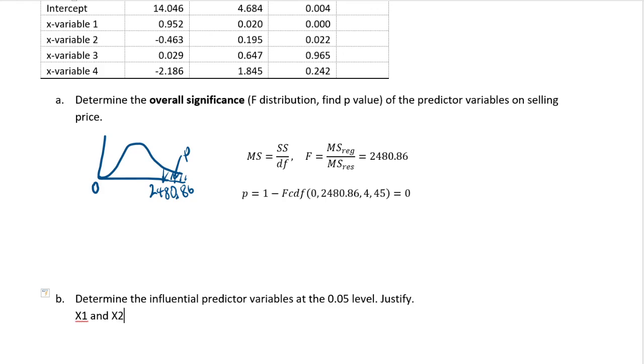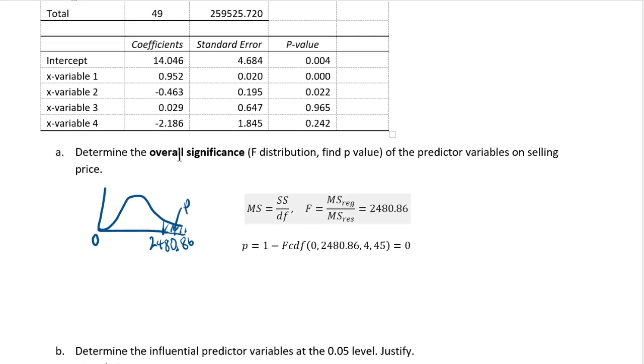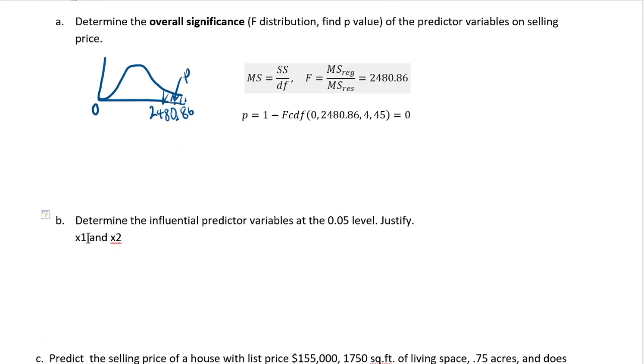and x2. But you should also write down what these are. These are the list price and living space. So x1 is list price, x2 is living space. So that's what you have to specify.